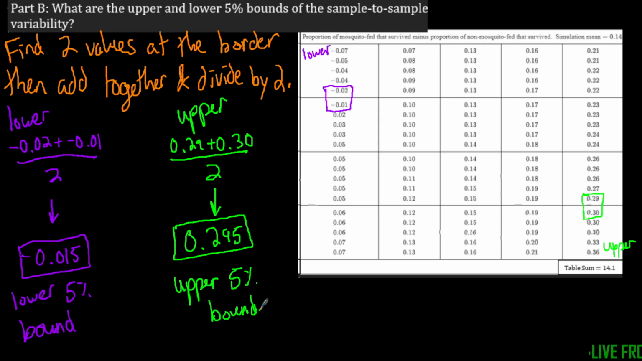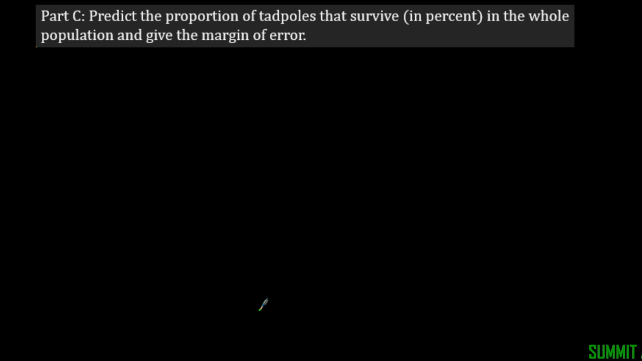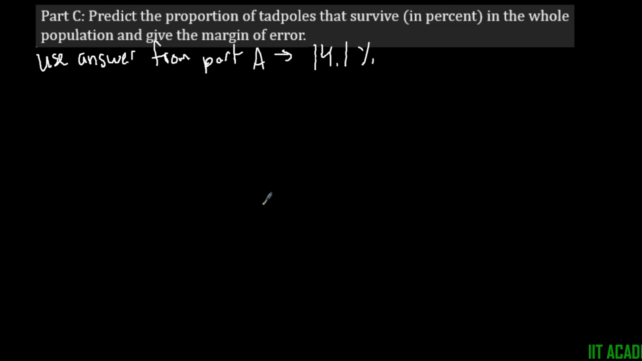Now we're going to take those numbers from part B and combine them with our answer from part A to figure out what we need for part C. In part C, it says predict the proportion of tadpoles that survive in percent in the whole population and give the margin of error. First we're going to use the answer from part A, which was 14.1%.